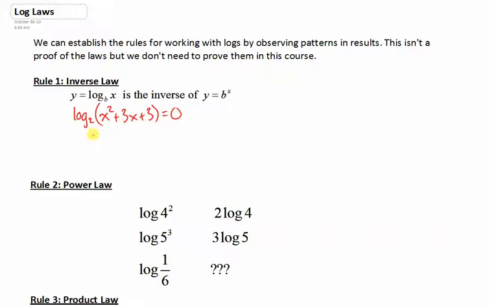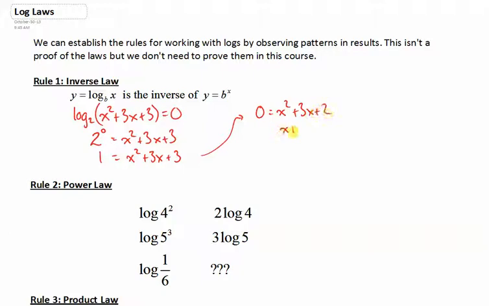Well, I can think of the log as an equivalent exponential. So the base is 2, the exponent is 0, and that equals my log argument. At this point, I don't have a log to work with anymore. I have a polynomial that I know more about, and I'm able to solve by gathering everything to one side and factoring. This particular one would factor into x plus 2, x plus 1, and that would lead to the roots of negative 2 or negative 1, which I would check in the original log equation to make sure that they're valid. So that's the use of the inverse law.